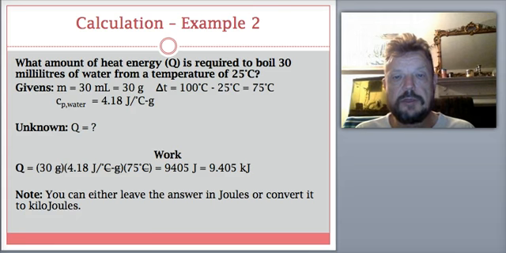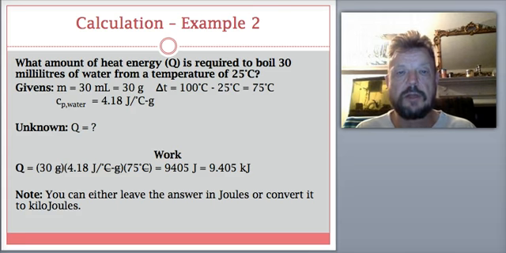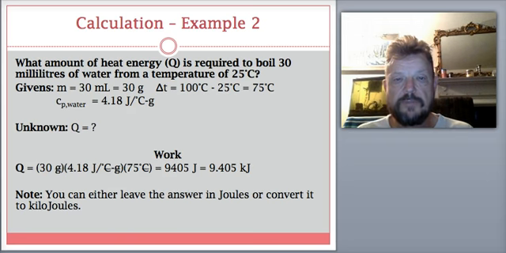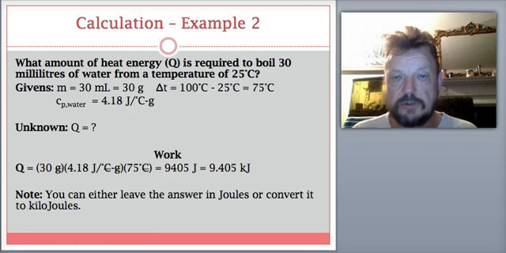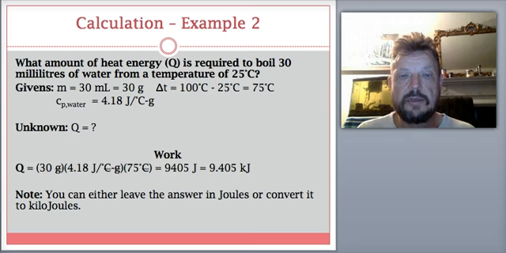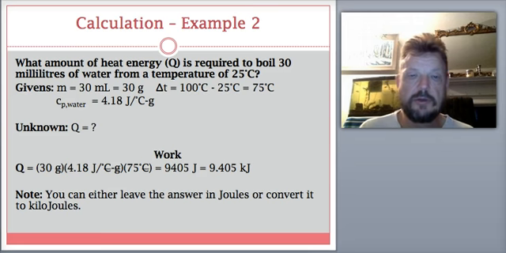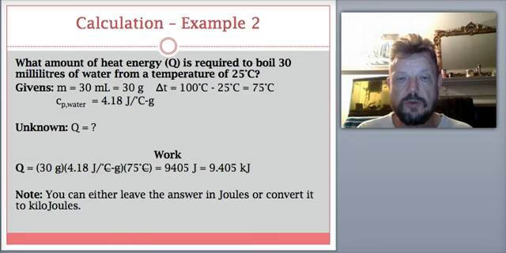What amount of heat energy is required to boil 30 milliliters of water from a temperature of 25 degrees Celsius? The givens are mass is 30 milliliters. In water, 1 milliliter is equivalent to 1 gram, so it's 30 grams. Change in temperature is 100 degrees Celsius minus 25 degrees Celsius, which is equal to 75 degrees Celsius. Specific heat is 4.18 joules per degree Celsius gram. Again, the unknown is Q. When you do the work, you end up with 9,405 joules or 9.405 kilojoules.